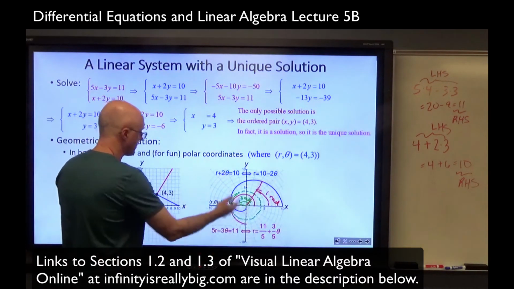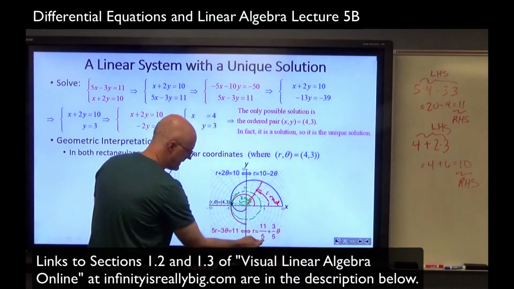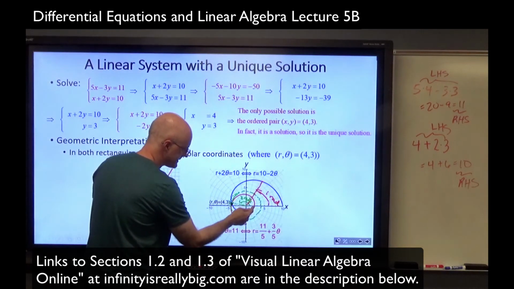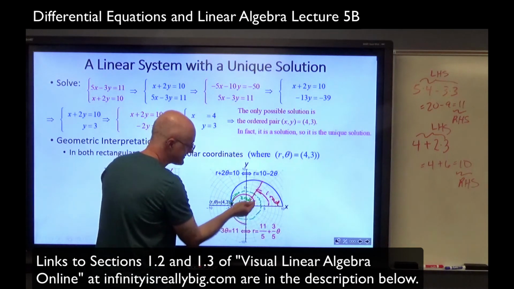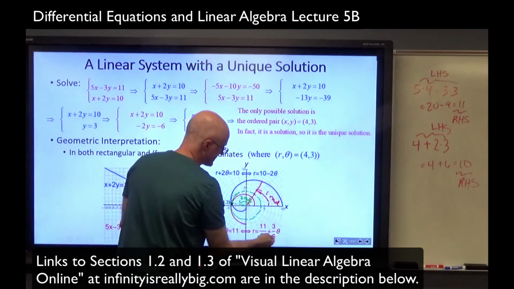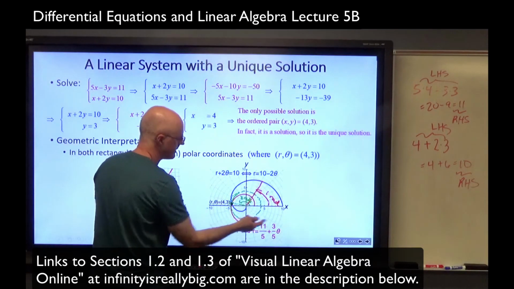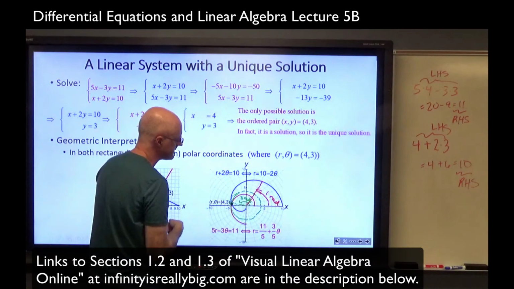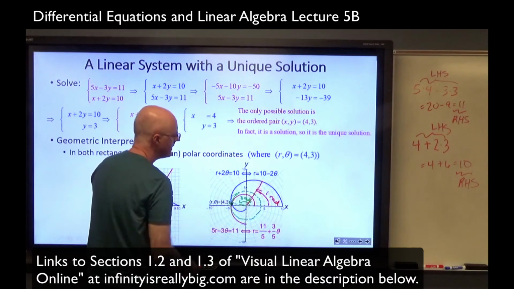And you can do something similar with the red graph. When theta is 0 here, you get 11/5. This point here is 2.2 units from the origin. And it gets further from the origin as theta increases because this is an increasing function of theta. The blue one gets closer to the origin as theta increases. So R decreases up there.